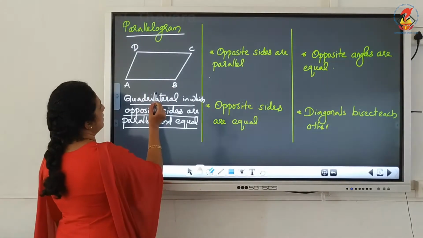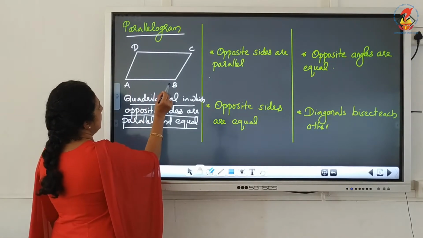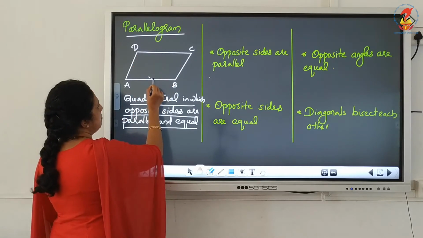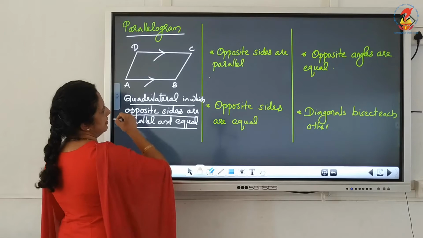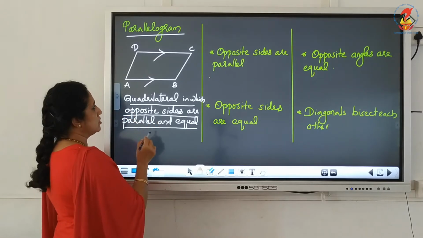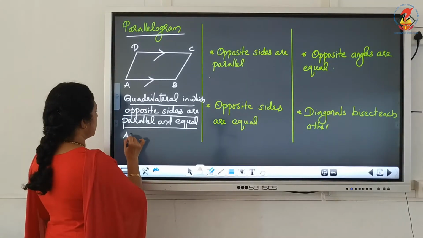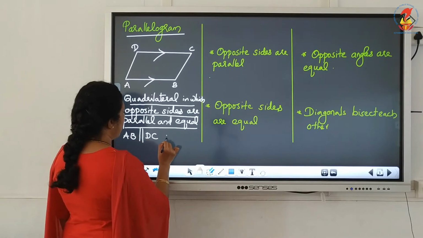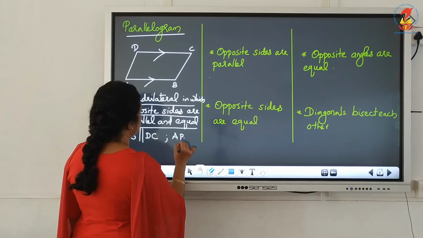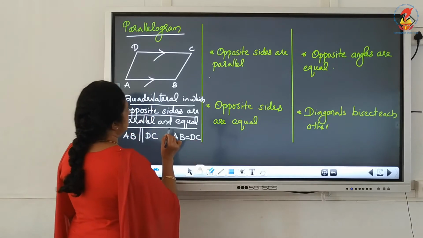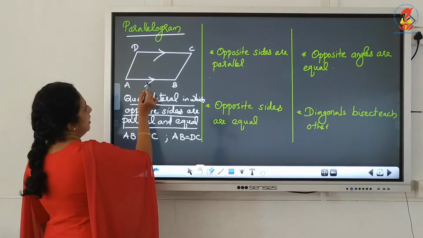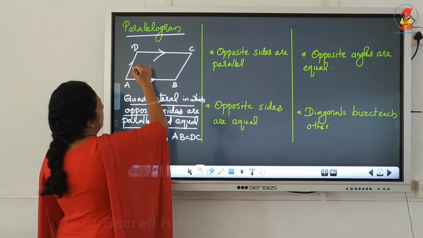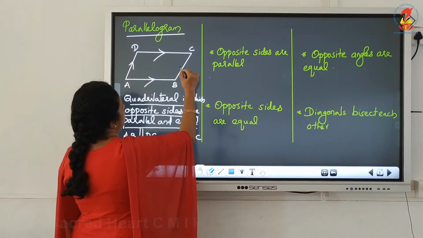Now, consider this quadrilateral. So, the side AB and side DC are opposite sides. The opposite sides are parallel and they are equal also. So, AB is parallel to DC and AB equals DC. Then again we have one more pair, and what is that? AD. AD is parallel to BC.